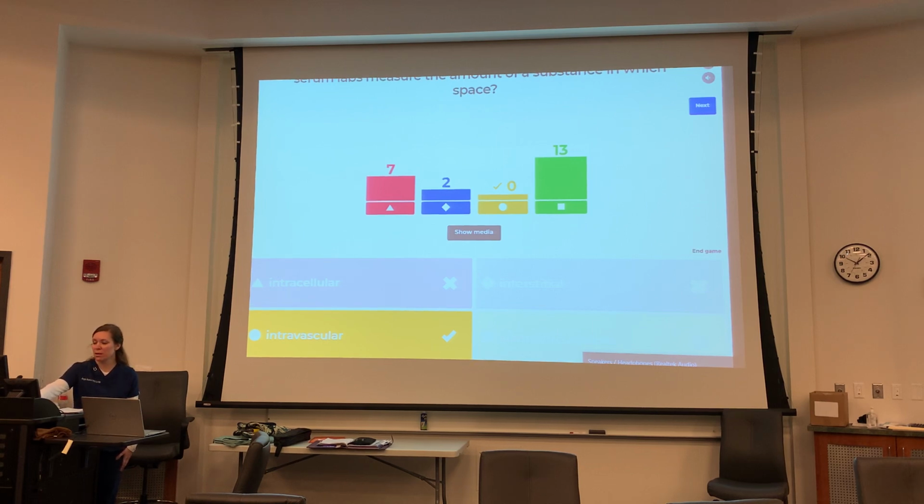Serum. Serum lab, like a serum potassium or a serum sodium. Okay, that's a blood draw, and that is going to be intravascular, so inside of the vein. When we have blood drawn, those lab values that we're memorizing and looking at are the values of those minerals, electrolytes in the blood. Intravascular, it's a serum lab.